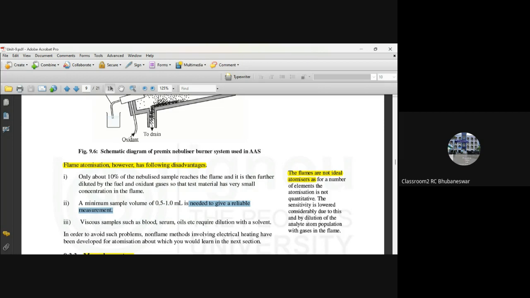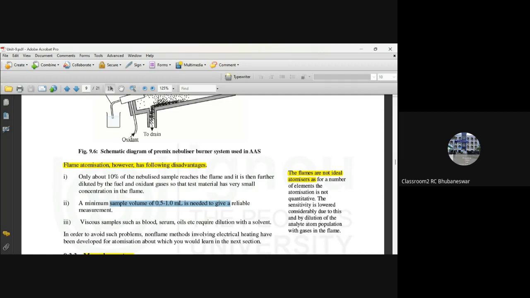to give a reliable measurement. Since the sensitivity of the atomizer which you are taking in the beginning is getting down, in order to increase the sensitivity you have to take more sample. So about 0.5 to 1 ml of the solution you have to take to get a reliable measurement. Don't be surprised by seeing 0.5 to 1 ml, and think, oh, this is also very little.